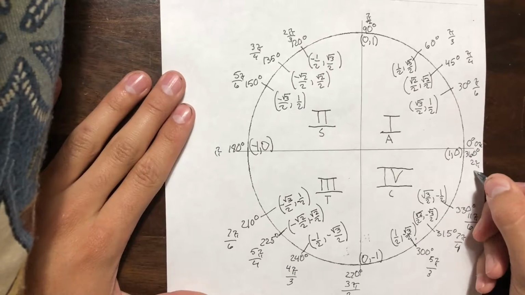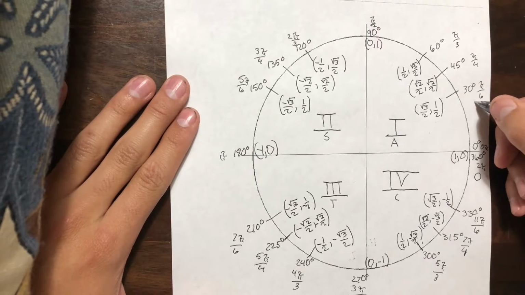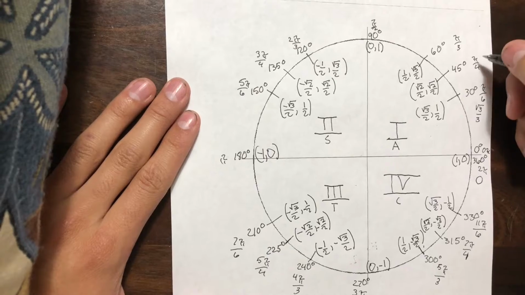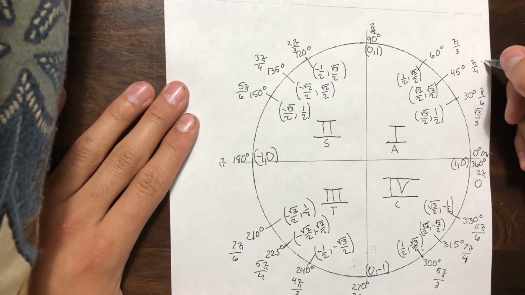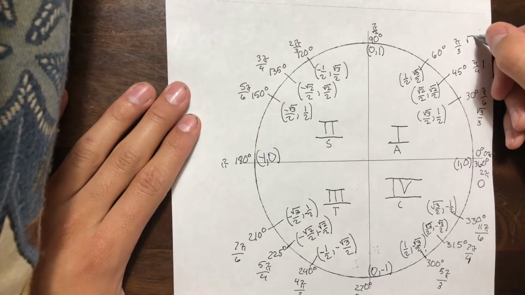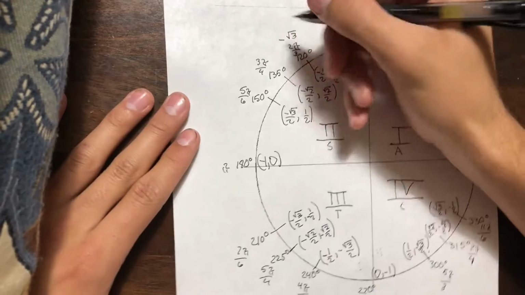And the final step is writing the tangent for the angles. You go back to your special right triangles and you do tangent. So like the tangent for 30 degrees is square root 3 over 3, and the tangent of 45 is 1, and the tangent of 60 degrees is square root 3.